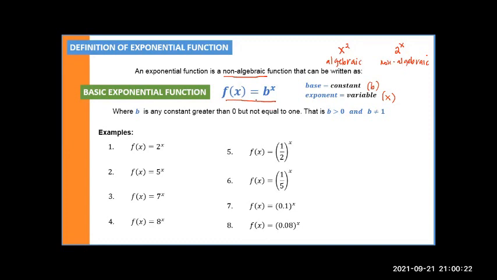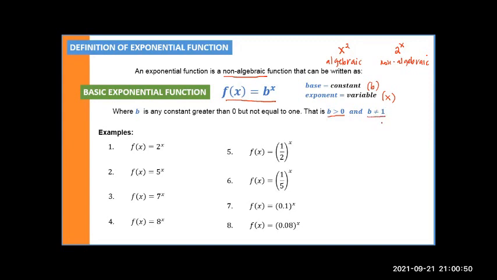Now, meron tayong restriction para sa b. So ang sabi dyan, where b is any constant greater than 0 but not equal to 1. So ibig sabihin, mas mataas sa 0 pero hindi kasama ang exact 1. Hindi rin kasali ang 0. Okay? So sa symbol, ito siya. b is greater than 0 but not equal to 1.